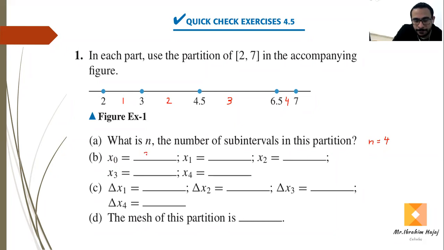x0 is 2, the first point, not the delta. Delta x in letter C is 1. Then x1 is 3, x2 is 4.5, x3 is 6.5, and x4 is 7, the last one.